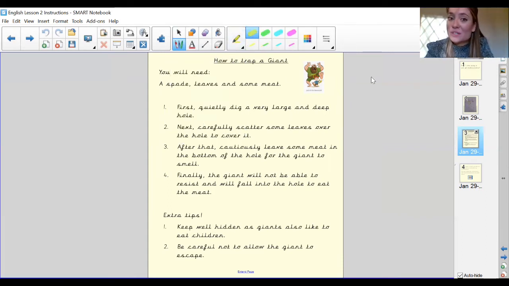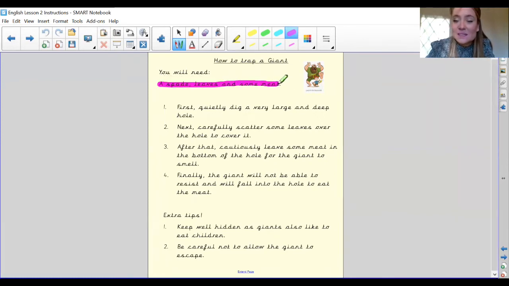Now, with instructions, we always start off by telling the people what we're going to need. So here, it tells you what you will need to trap a giant. So it's got a list of things you will need to trap a giant. What else can you see? Good. I can see the steps are numbered in order. So we've got 1, 2, 3, 4. Those are the main steps for how to trap a giant.